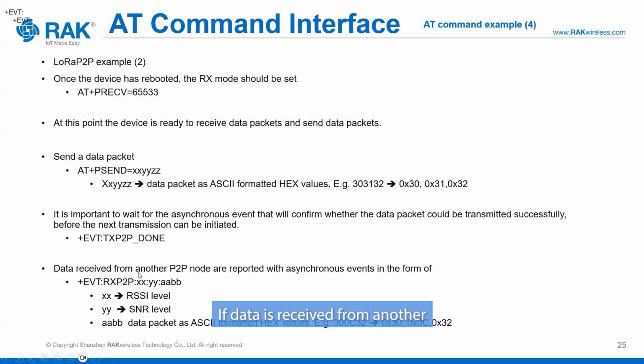If data is received from another P2P node, it is again triggering an asynchronous event, which will give the information we received data over P2P with this RSSI level, SNR level, and then the payload, again, as an ASCII formatted string, which has to be converted into the hex equivalents.